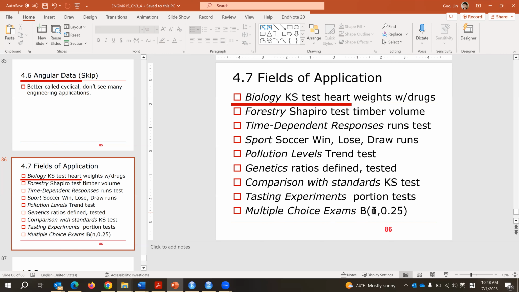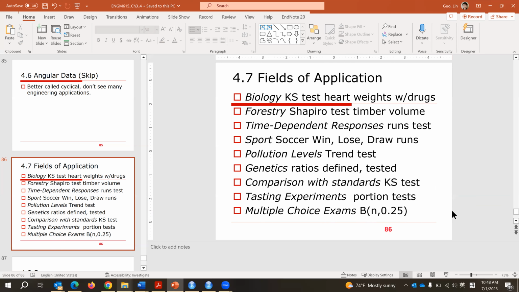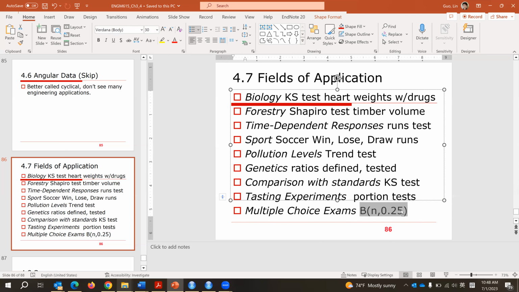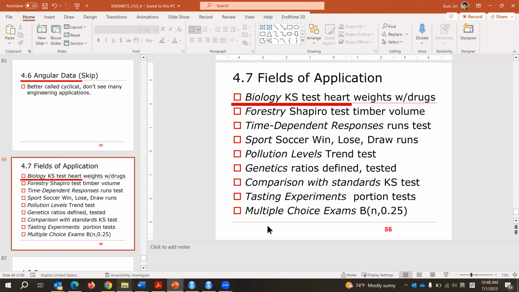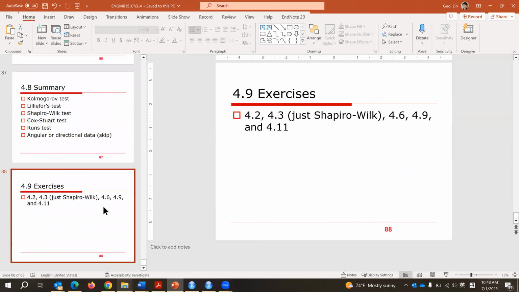Multiple choice exams, right? The probability of getting one answer, A, B, C, D, should be 0.25. And then we can test which answer we get the most. Usually, based on my experience, if you don't know which to select, C, you will have a higher rate here. All right, that's all for chapter 4.